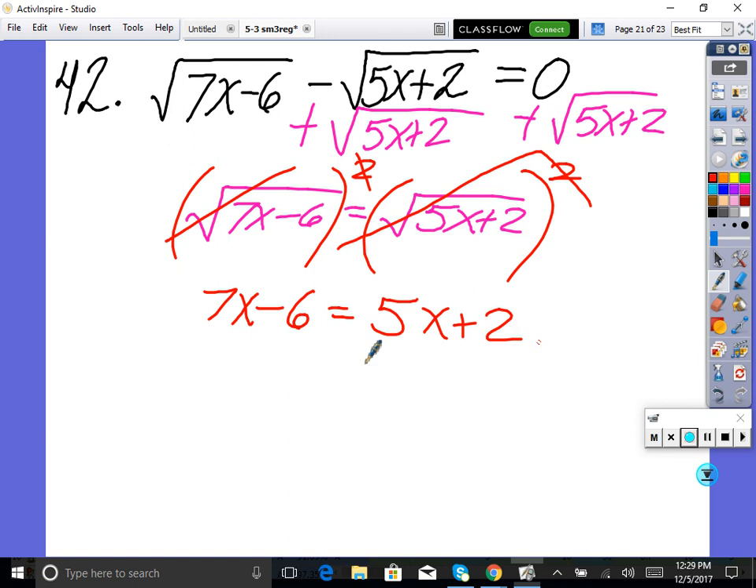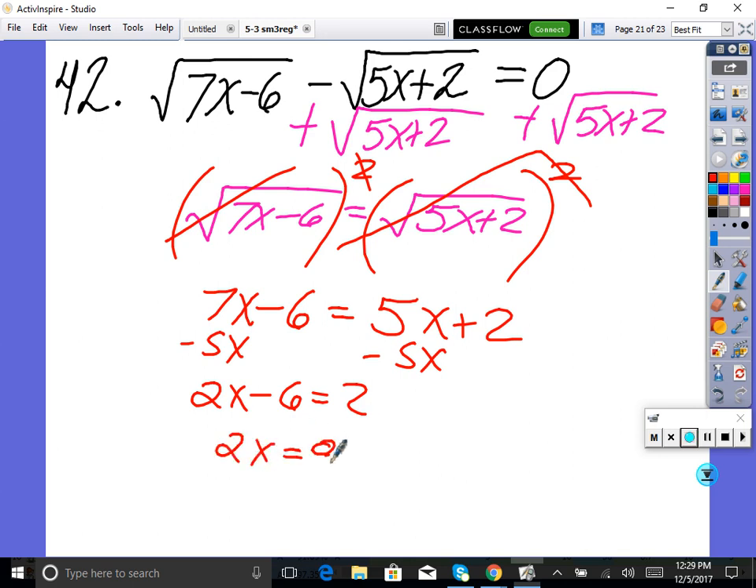Yep. Subtract 5x. 2x minus 6 equals 2. Add 6. 2x equals 8. X equals 4. You check it, it works. If you have two radicals, you need to move one radical to the other side and then undo the radical appropriately.